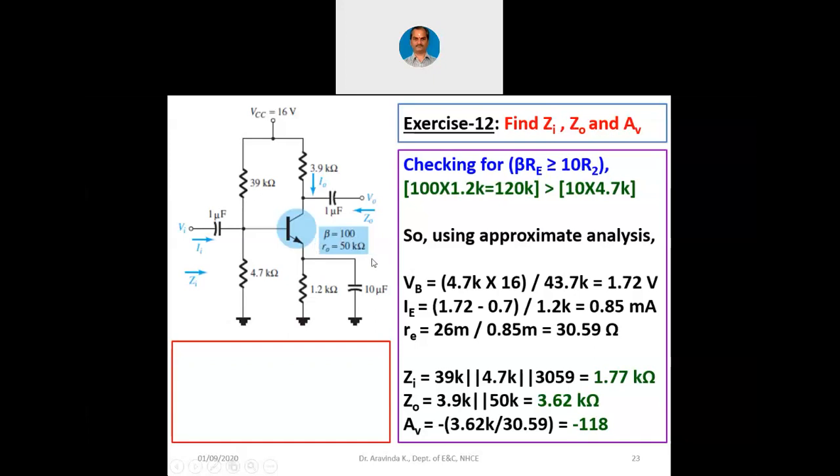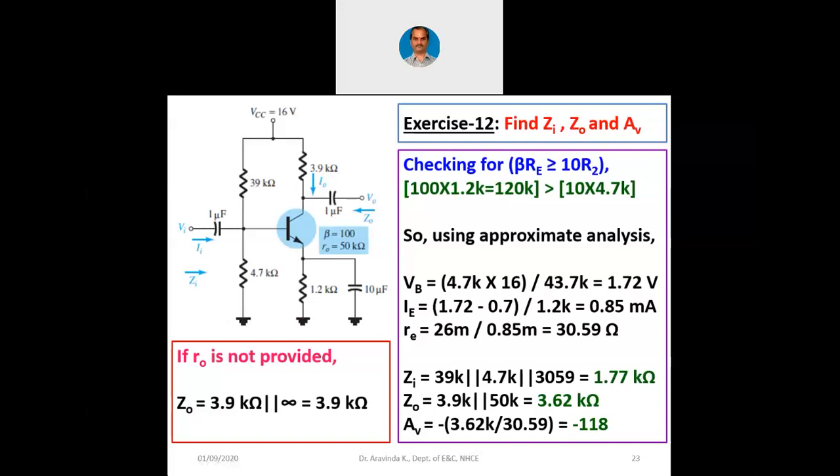Now, if 50 kilo ohms is not given, then we have to assume that it is infinity, because it cannot be 0. So, if R0 is not provided, then Z0 is 3.9 kilo ohms parallel with infinity, that is again 3.9 kilo ohms. Whenever two resistors are in parallel, generally the effective resistance will be lesser than the smallest resistor out of them. Now, in this case, as one side is infinity, Z0 is naturally 3.9 kilo ohms itself.